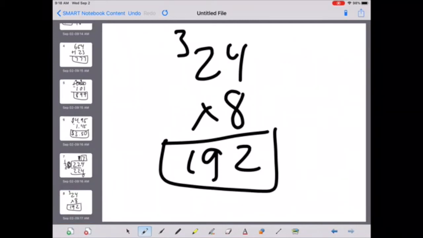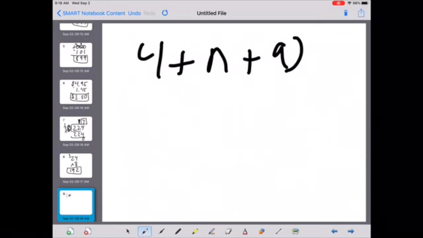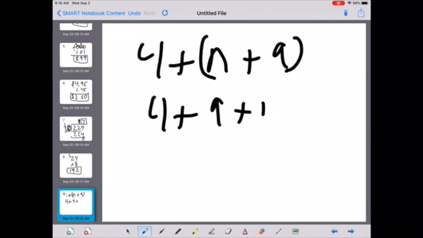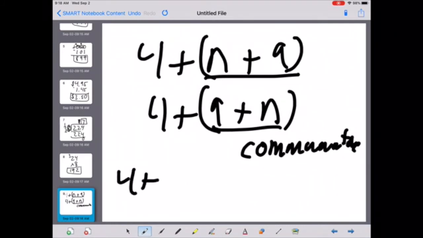Flipping my assignment sheet over, I'm up to number 16. 16 says, look at the first and second steps to justify it. This is working our problems. So they gave me 4 plus n plus 9 in parentheses. Now the next step was 4 plus 9 plus n in parentheses. Notice this parentheses numbers compared to this one. Same numbers, different order. Different order is commutative.